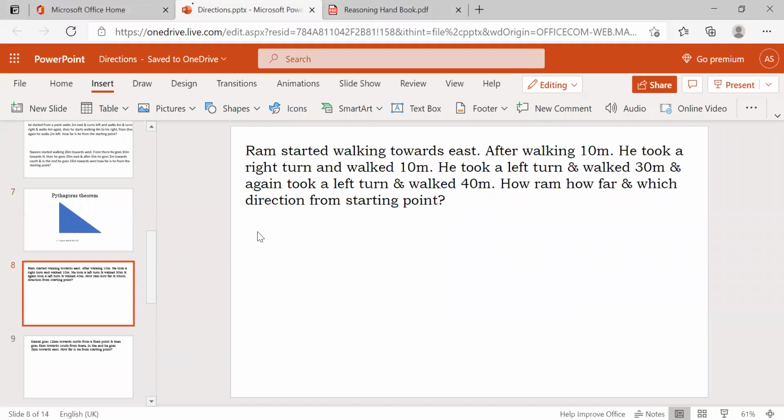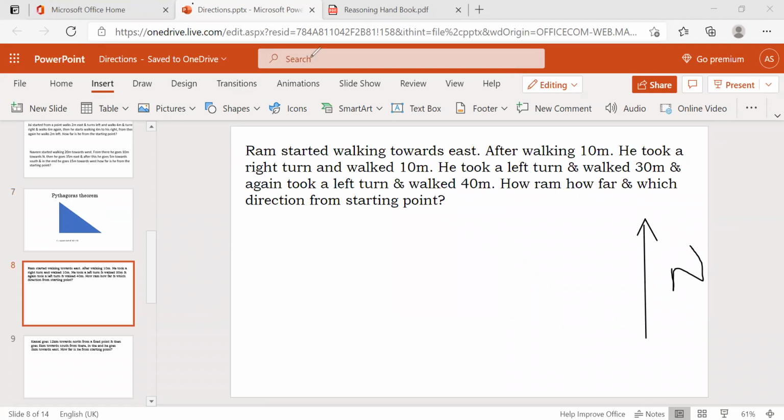Ram started walking towards east. Whenever they give direction problems, always draw the north direction first. It will be easy for you. This is nothing but north.